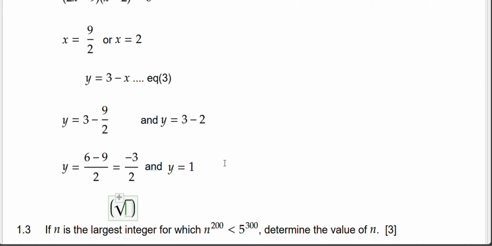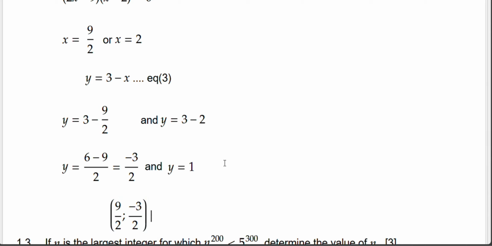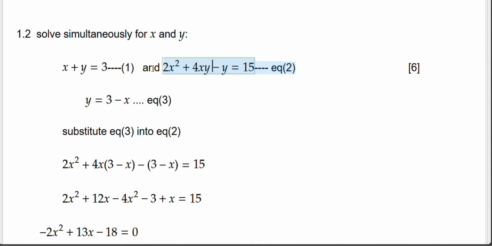So this thing is the coordinate. Our x value is going to be 9 over 2 and y is negative 3 over 2, and then another coordinate is 2 and 1. So these are the coordinates that satisfy both of these equations simultaneously.